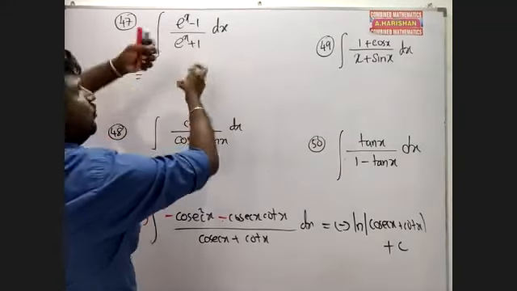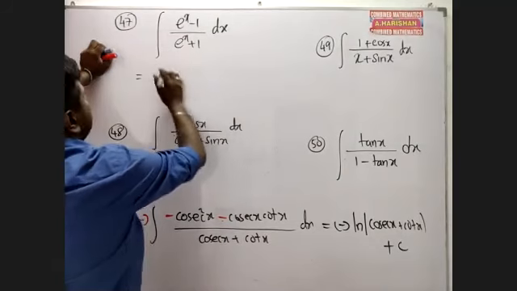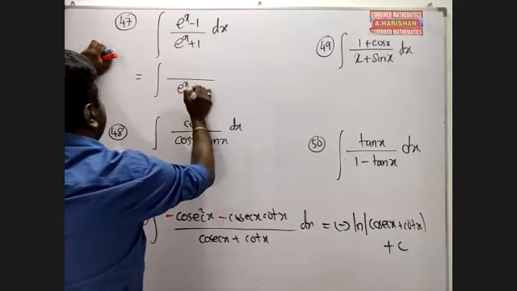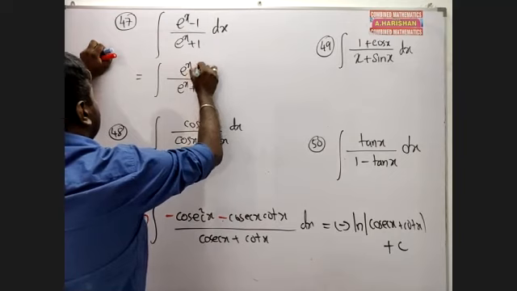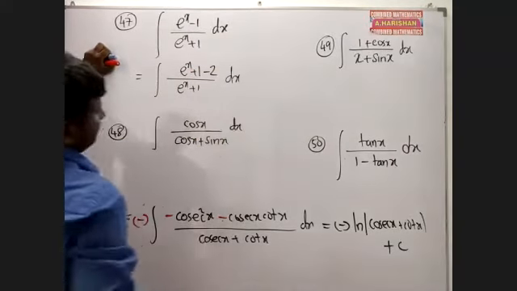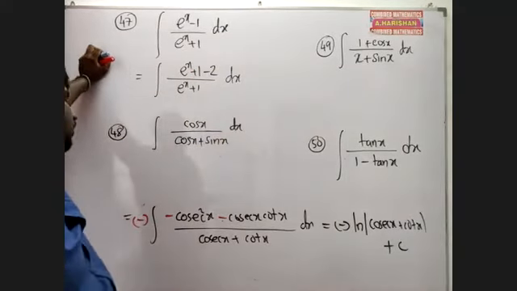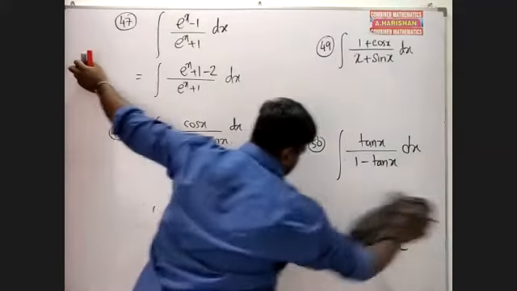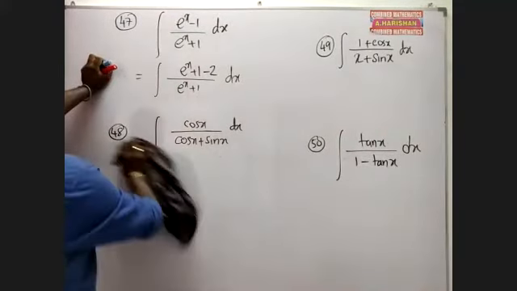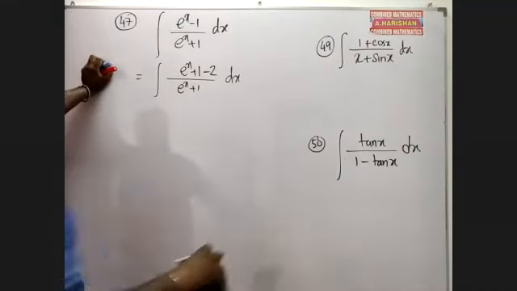There are many methods to do this. I'll do one method. I can write this as e to the power x plus 1 and minus 2. Is it clear? Yes. So first of all, I erase this one because I need space to do this question.